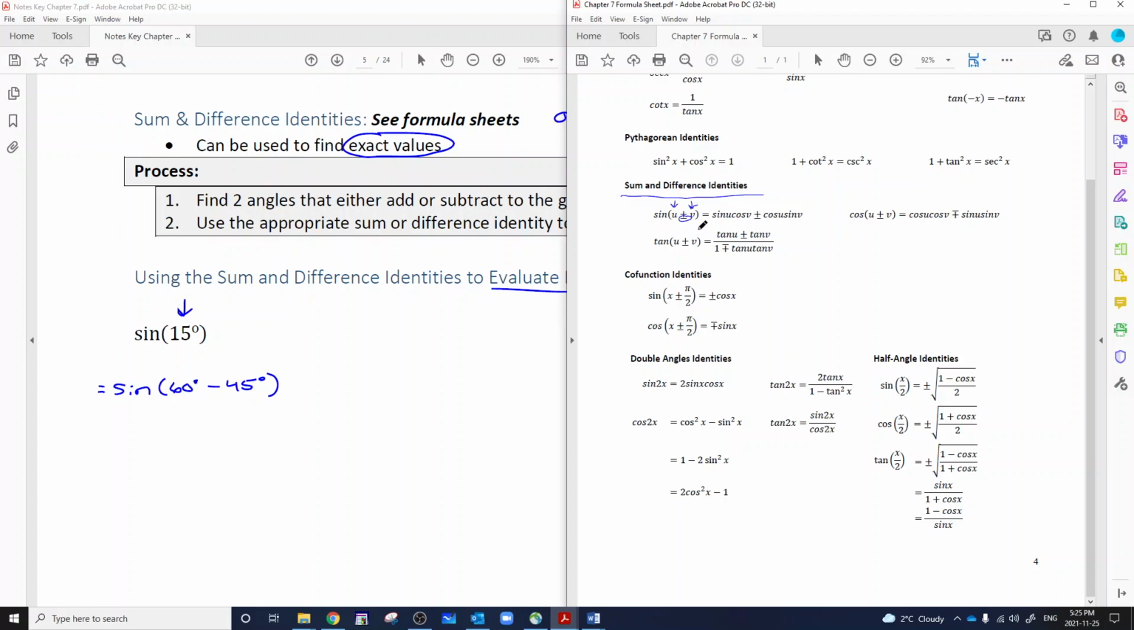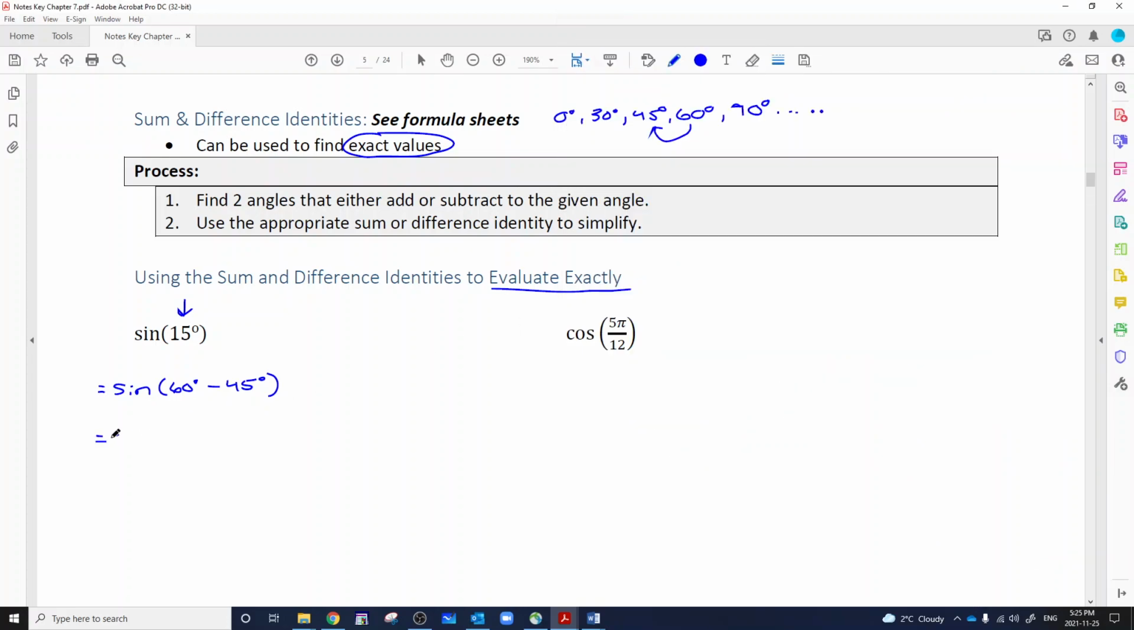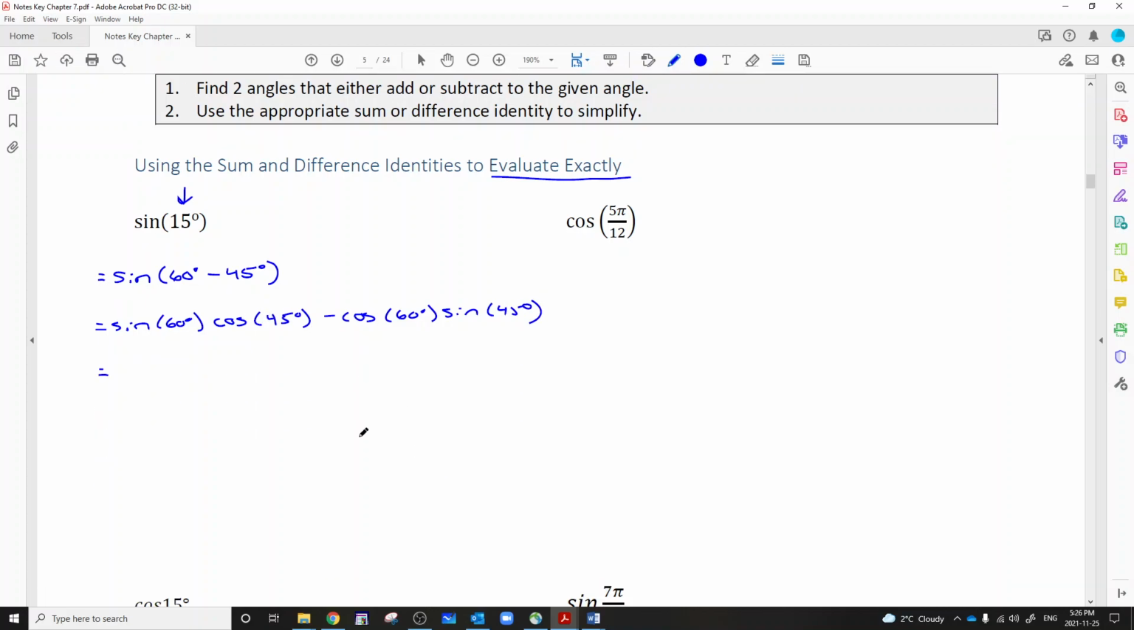What we're going to replace this with is the sine of the first angle times the cos of the second angle. Now, because we used minus, we're going to subtract the cos of the first angle times the sine of the second angle. Okay, so let's see what that looks like. We're going to have the sine of the first angle times the cos of the second angle, minus, now you're going to switch it, the cos of the first angle times the sine of the second angle. And now we've changed something that we didn't know into things that we do know.